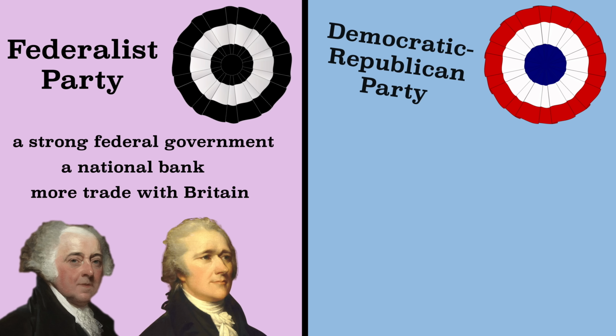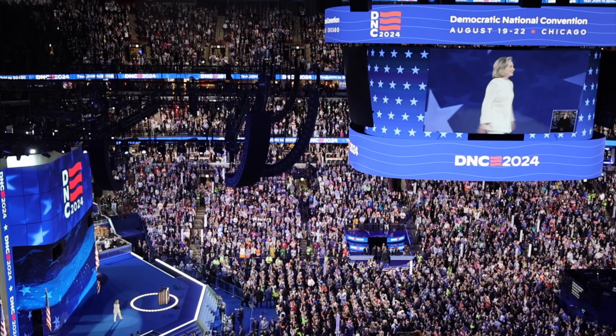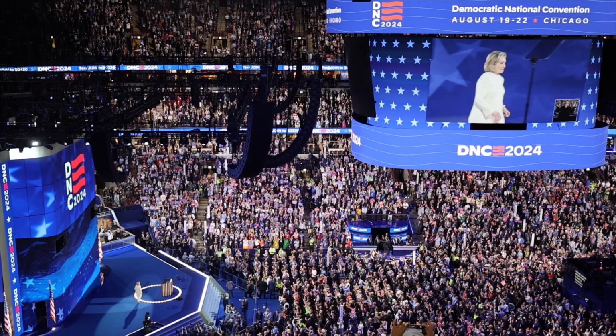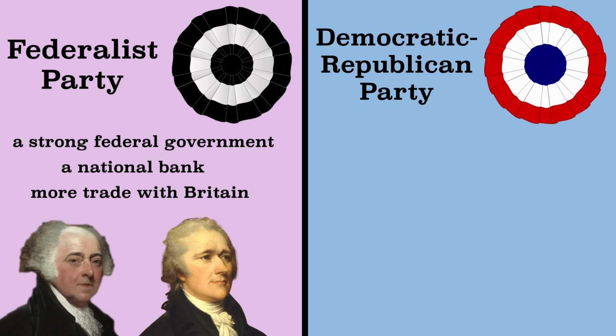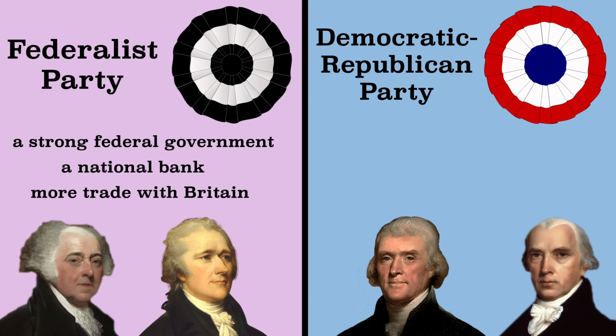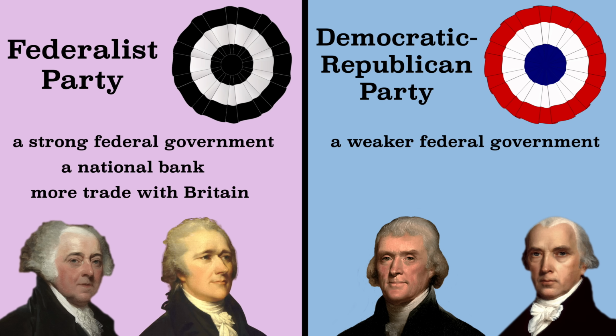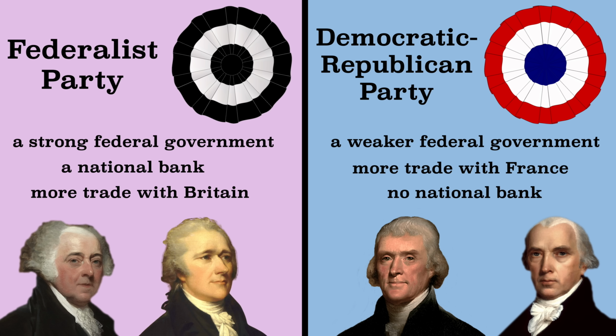On the other side, you had the Democratic Republican Party, not to be confused with the Democratic Party, or the Republican Party of today, led by folks like Thomas Jefferson and James Madison. They favored a weaker federal government, which, yes, usually meant more states' rights, more trade and better relations with France, and yes, were generally against a national bank.